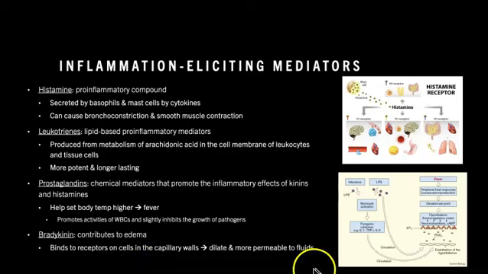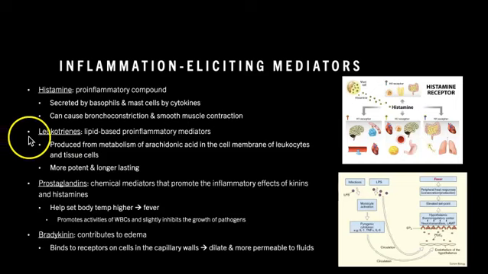All right, moving on to our inflammation eliciting mediators. We've got histamine, which I'm sure you've heard a lot about already. It's a pro-inflammatory compound and secreted by our basophils and mast cells by those special cytokines. And that can cause bronchoconstriction and smooth muscle contractions to take place. Most notably, we know that this happens within our respiratory tract, which then can trigger things like asthma or allergic reactions.